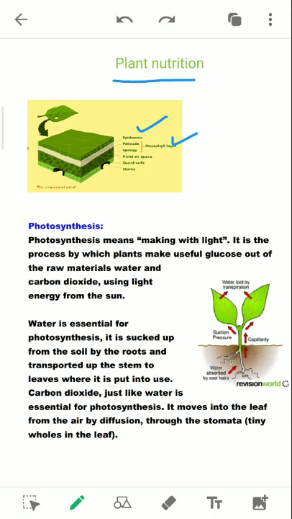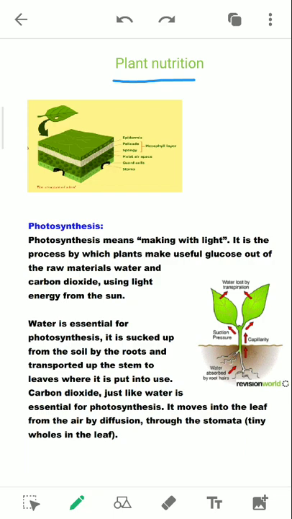Okay, coming to the photosynthesis explanation. So here they have given the whole explanation of photosynthesis. So you have to draw this diagram as well as this one, including the information here. So you have to write all of this, including the diagrams, in your notebooks. Photosynthesis means making with light. It is the process by which plants make useful glucose out of the raw materials, water, and carbon dioxide using light energy from the sun.